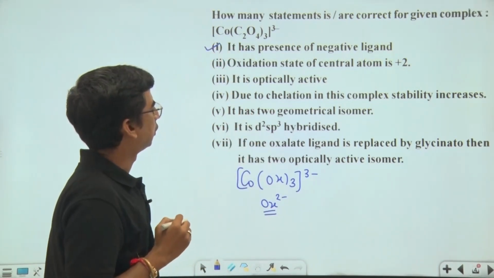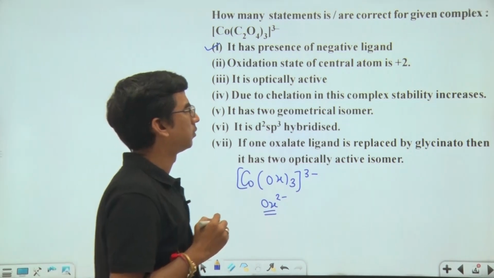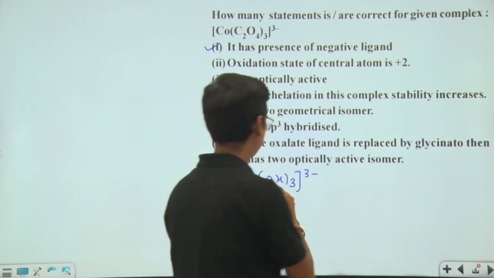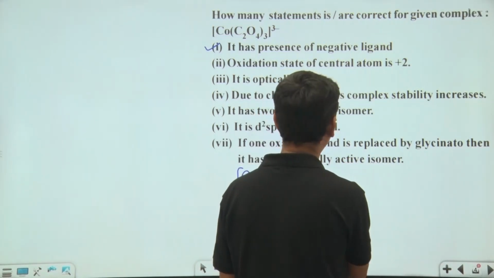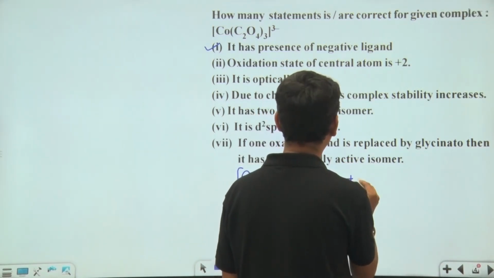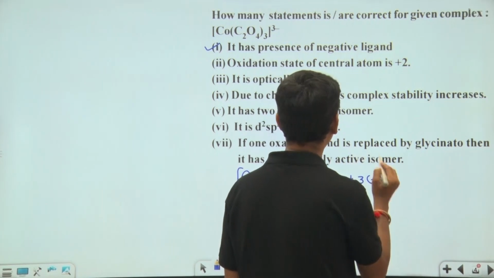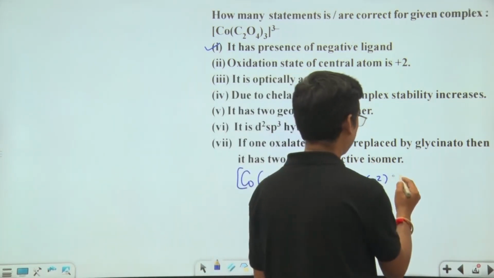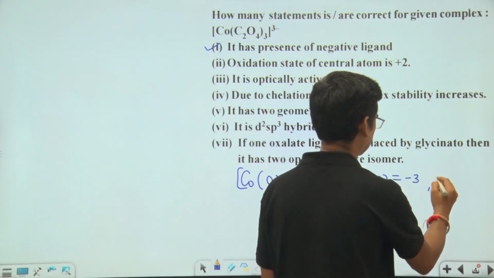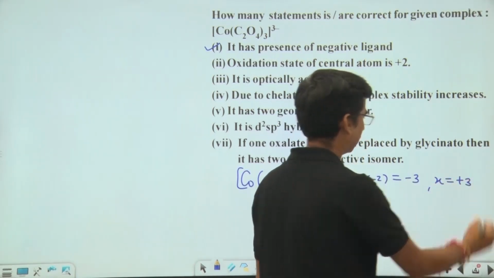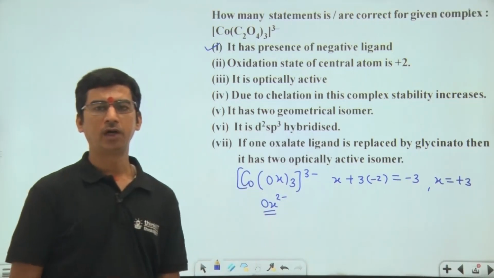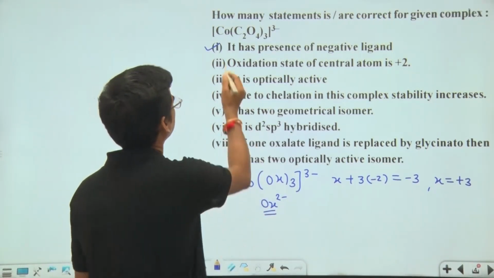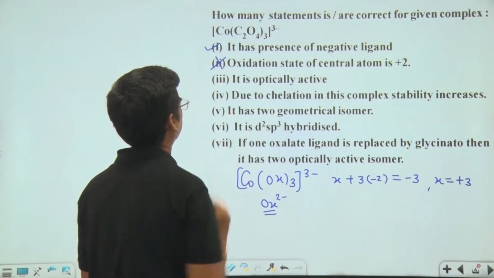Second option is, oxidation state of central atom is plus 2. If we identify the oxidation state, then we take the oxidation state of cobalt as x, plus 3 into minus 2, the oxidation state of oxalate, and it will be equal to minus 3, thus x will be plus 3. Means oxidation state of cobalt in this complex will be plus 3, not plus 2. Means the second option is not correct.